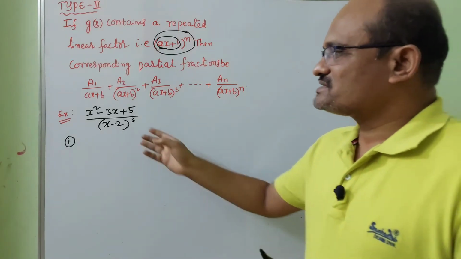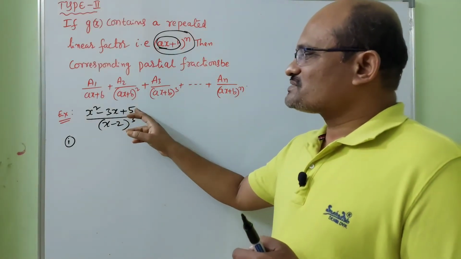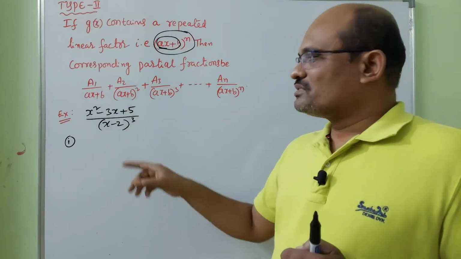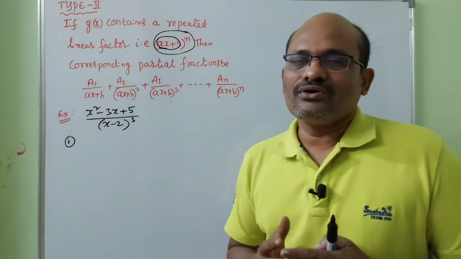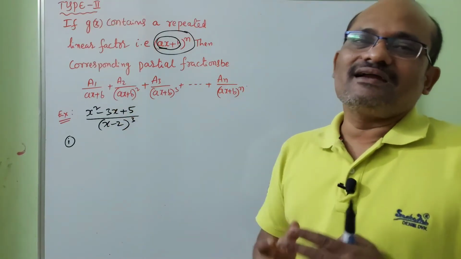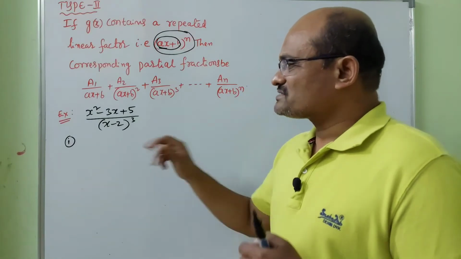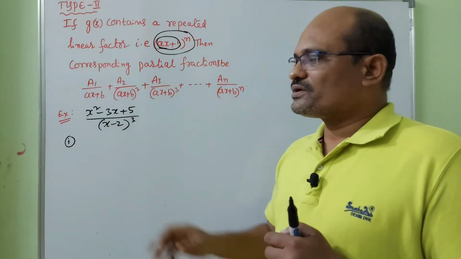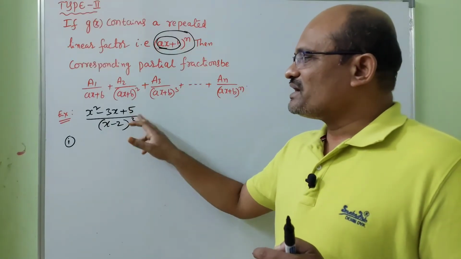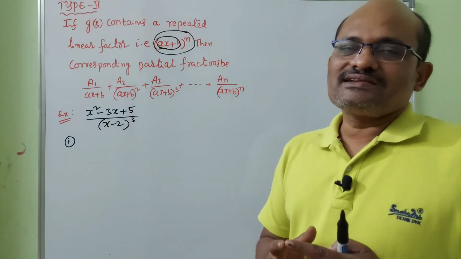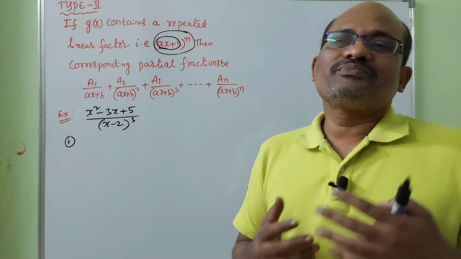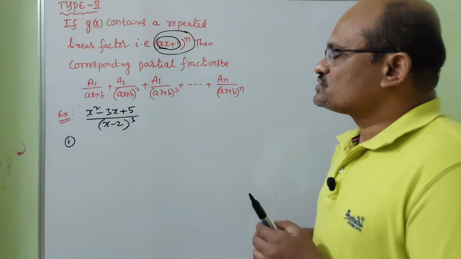Now I am going to do a simple problem: x square minus 3x plus 5 by x minus 2 whole cube. The degree of numerator is 2, the degree of denominator is 3. It is a proper fraction. Why? Because degree of numerator is less than degree of denominator. Next, denominator contains x minus 2 whole cube. The degree of x minus 2 is 1, so it is a linear factor. It is repeating 3 times. So it contains repeated linear factors. So what to do?